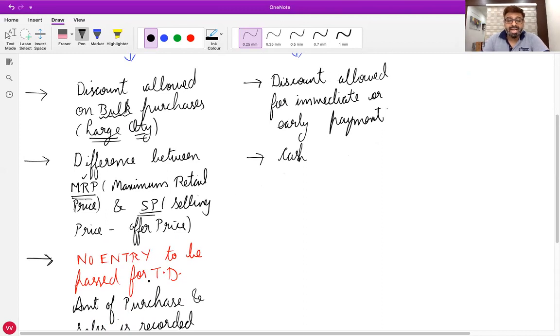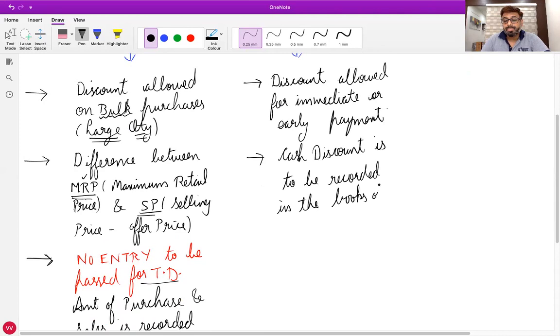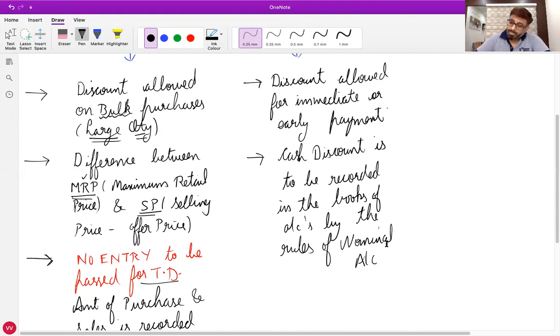No entry is to be passed for trade discount. Cash discount is to be recorded in the books of accounts, by the rules of nominal account. What are the rules of nominal account? Debit all expenses and losses, credit all incomes and gains.